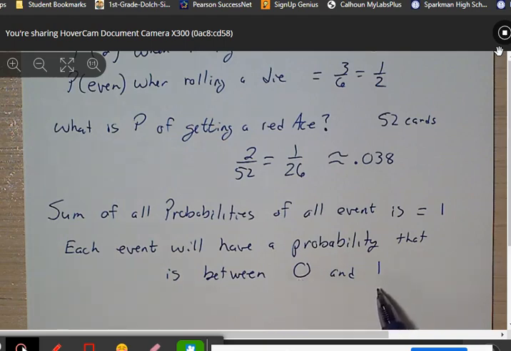If you want an easy one for 1, they could ask you what's the probability of getting a red or a black card. Well, that would be 100%. That would be a 1, because every card in the deck is either black or red.